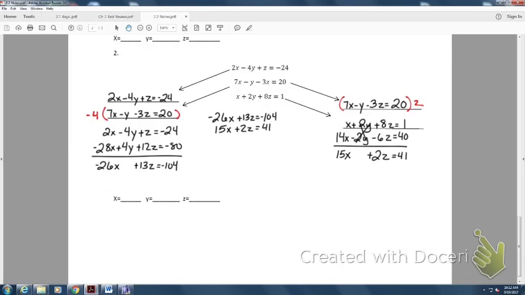Z. I would usually go with the smaller numbers. Okay, in this problem right here, you're going to have to multiply both equations. So I'm going to multiply the top equation by -2.